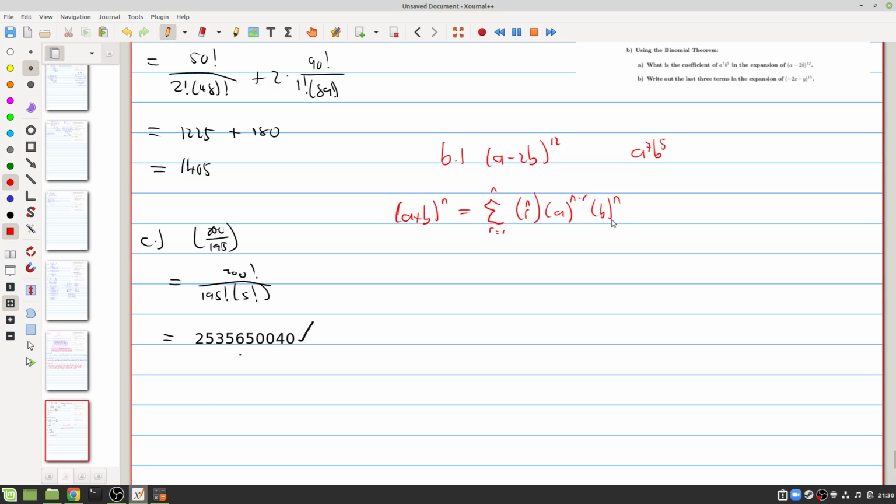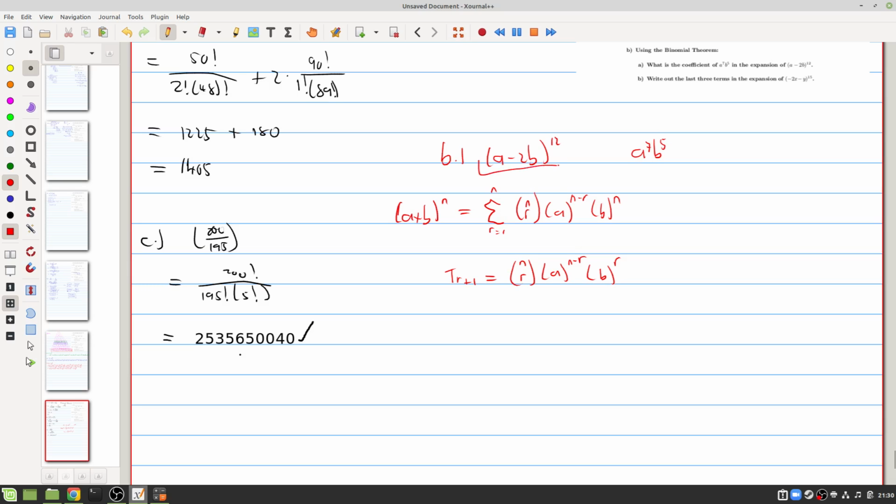That's what we do. Okay, so we're going to use this idea, right? So we're going to say the term r plus 1 is equal to, you don't really have to worry too much about the r plus 1 thing here, n choose r of our first term to the power n minus r, and then our second term to the power r. Okay, great. So now we know this.